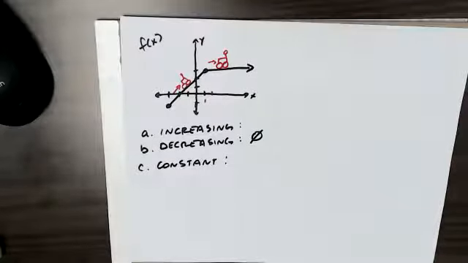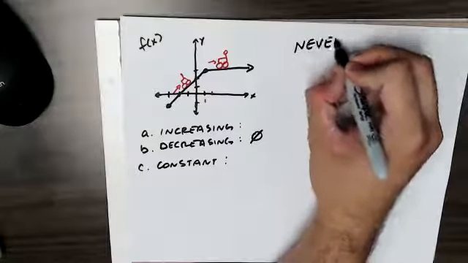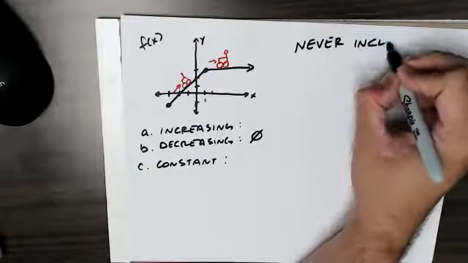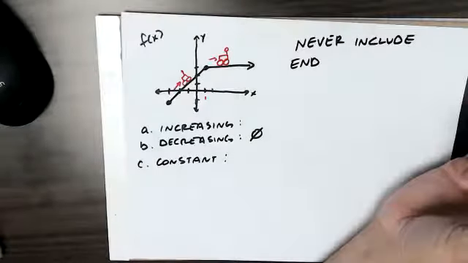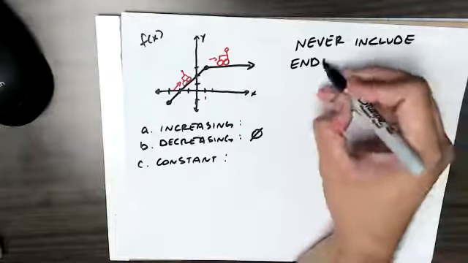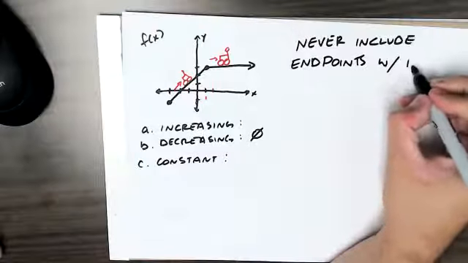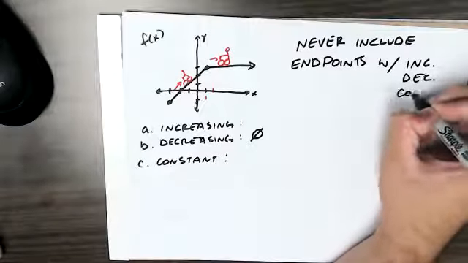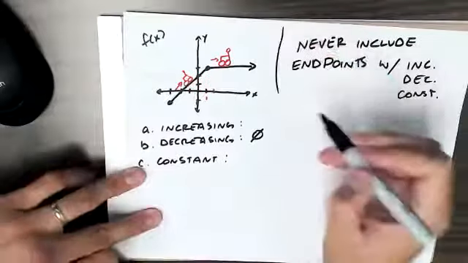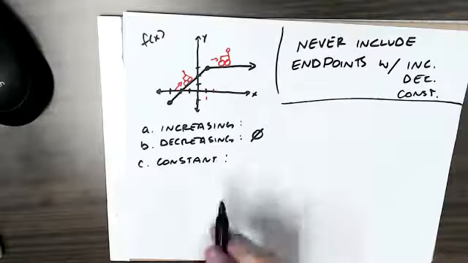I'm going to write this over here. Never include endpoints. You know, that means brackets, right? We're not going to put them in brackets. Never include endpoints with increasing, decreasing, or constant. Side note, that's important. Never include endpoints with increasing, decreasing, or constant. Okay, so let's get back to this though.